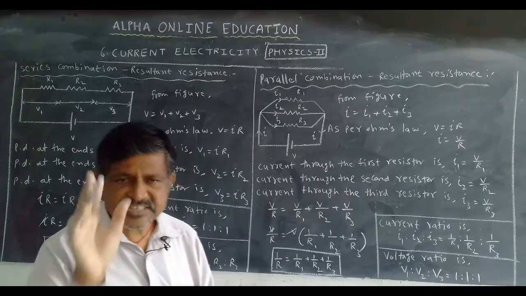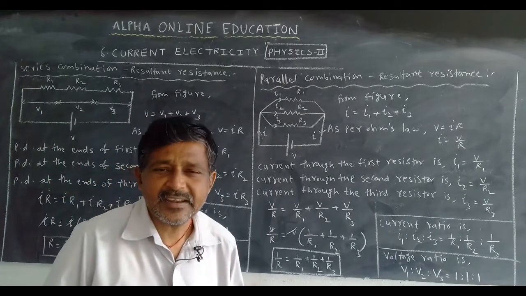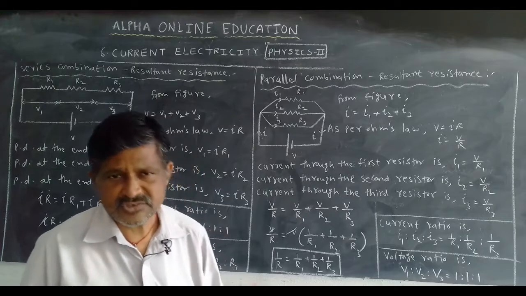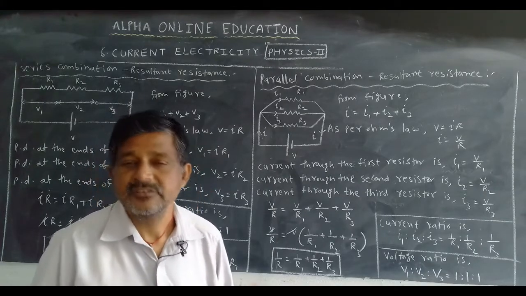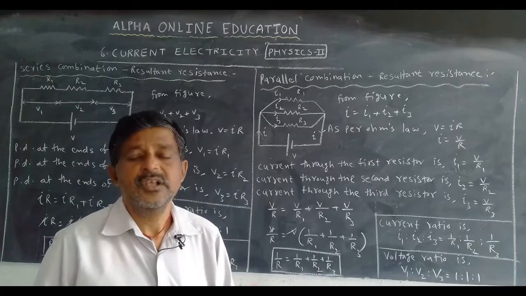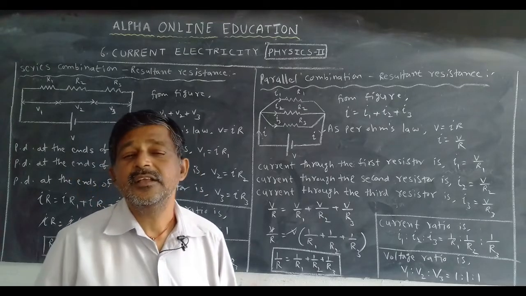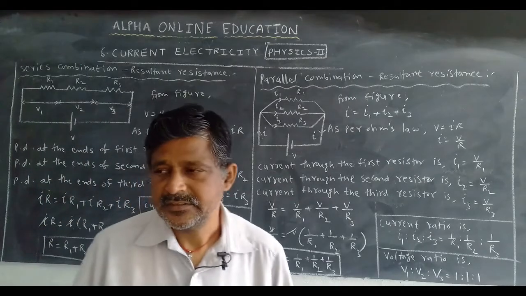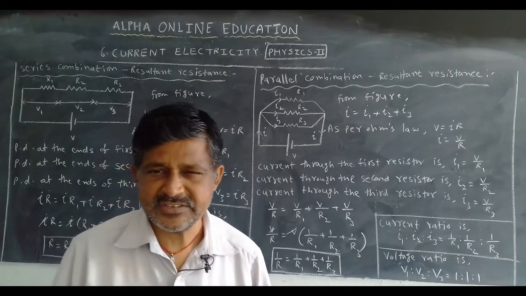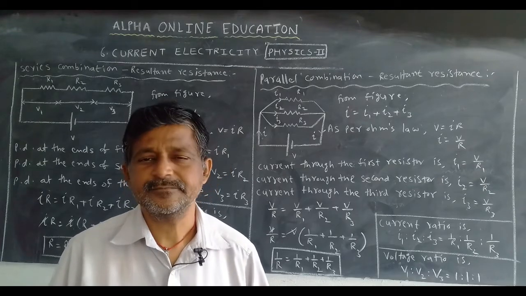The potential ratio is the same. So how can we write it? V1 is equal to V2 is equal to V3, so V1 is to V2 is to V3 is equal to how much? 1 is to 1 is to 1. In parallel combination, the voltage ratio is the same. That's why V1 is to V2 is to V3 is equal to 1 is to 1 is to 1.